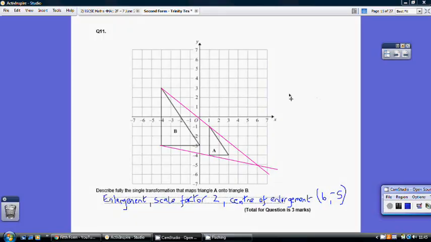Question 11, so very similar to question 10. We can see we've got an enlargement going from A onto B. It's just a bigger version of the smaller shape. The scale factor on this occasion is 2. If you take the base, for example, it's gone from a length of 2 to 4, so it's twice as big. And popping in my sunshine rays, I can see my centre of enlargement is the coordinate (6, -5).